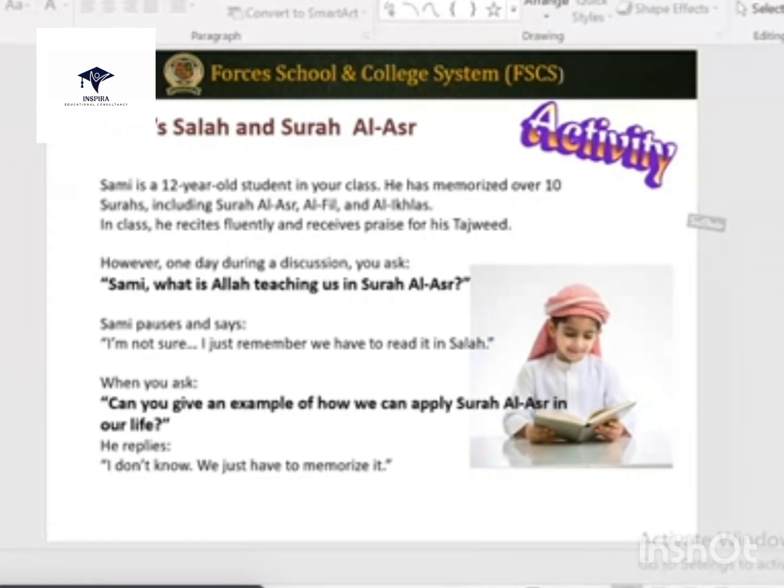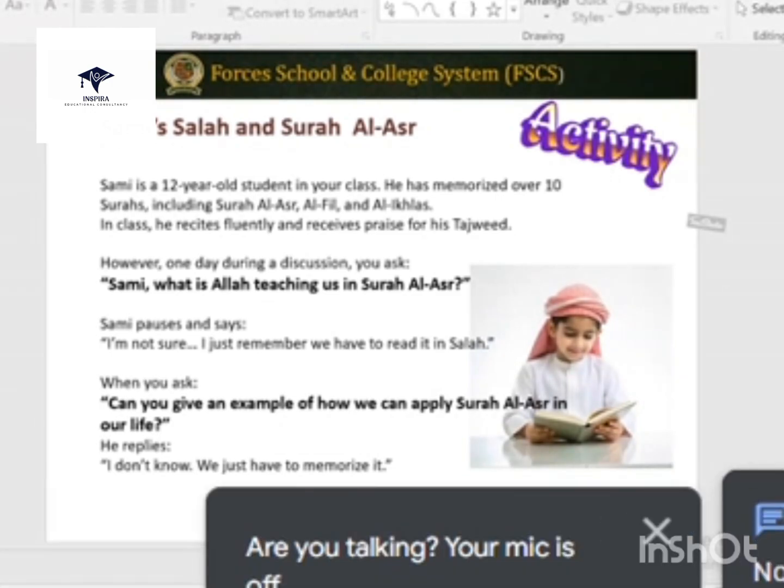When you ask, can you give an example of how we can apply Surah Al-Asr in our life? He replies, I don't know. We just have to memorize it. So, do you think this attitude and behavior is appropriate? Is it good for Sami to just memorize the surahs, and even he is unable to implement all these teachings of Islam, what Allah is saying in his or her life?